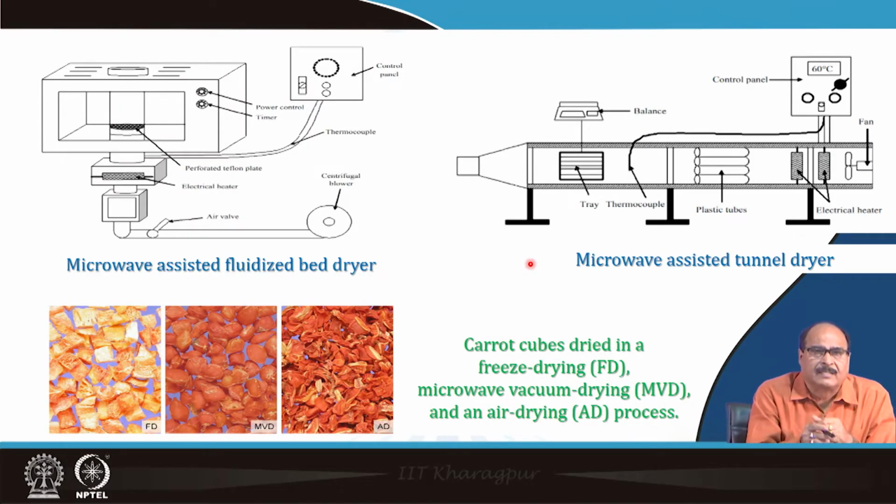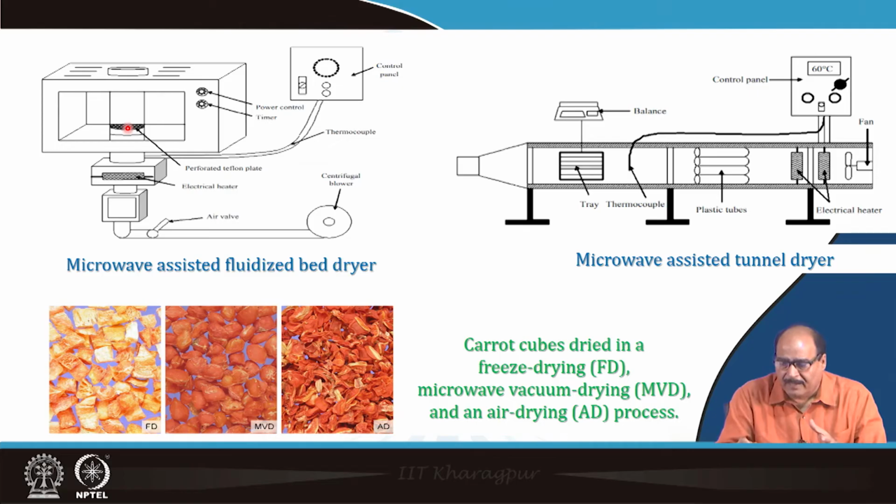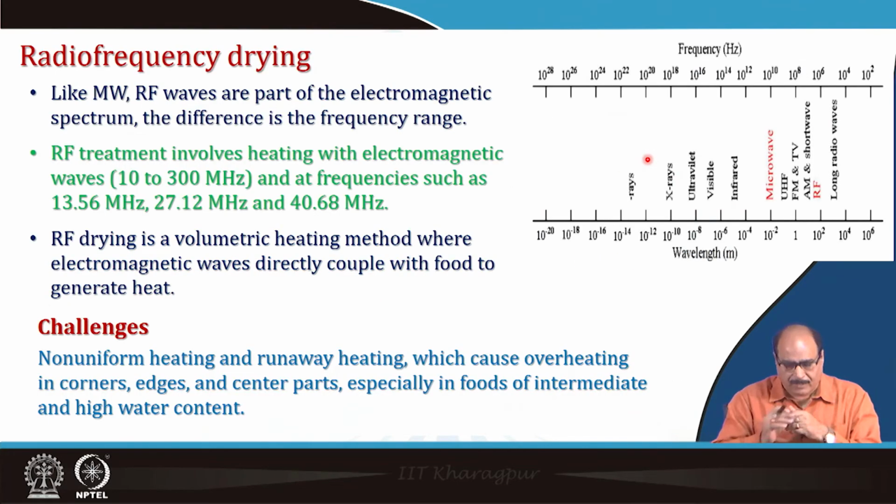These are the schematics. Here you can see the microwave assisted fluidized bed drying, where the fluidization is kept, and hot air is given for the fluidization, and at the same time some arrangement is there with the control panel where you can expose it to the desired microwave. And there is the microwave assisted tunnel dryer, the tunnel dryer you have seen. So hot air is going on, and this also is given the microwave arrangement.